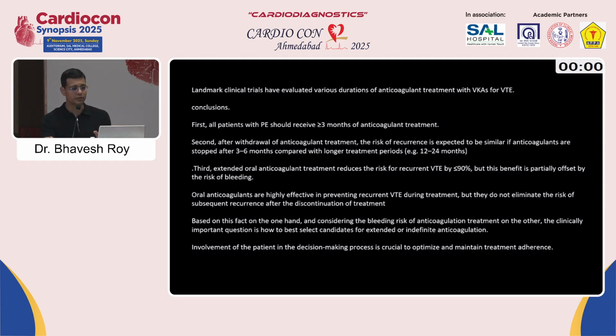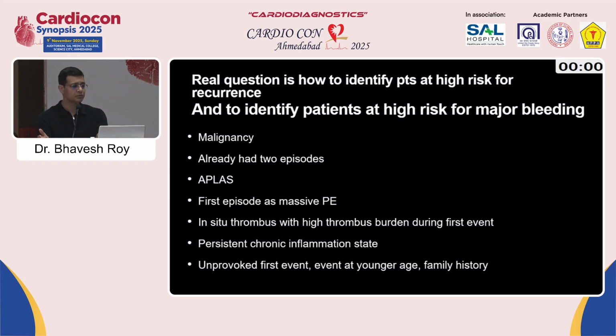After withdrawal of anticoagulation treatment, the risk of recurrence is very high for the first 12 to 24 months, but there are no data which say whether this patient should be on anticoagulation or not. Extended duration of anticoagulation carries a risk of bleeding, a very high risk of 3% per year of major bleeding. So I will say the real question is not whether it should be 3-6 months. How will you identify the patients who are likely to develop a second event?